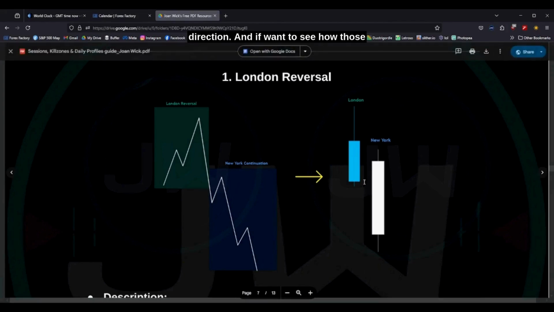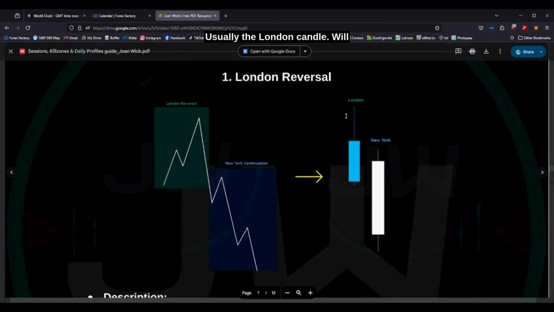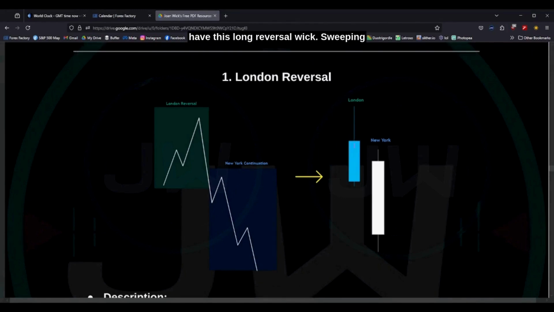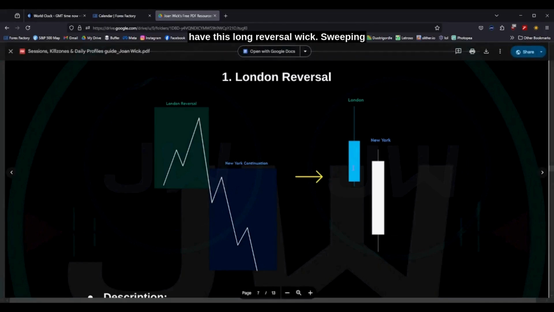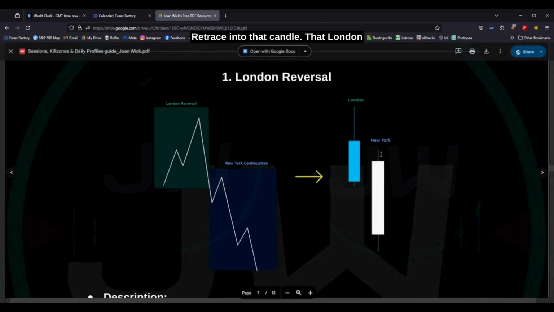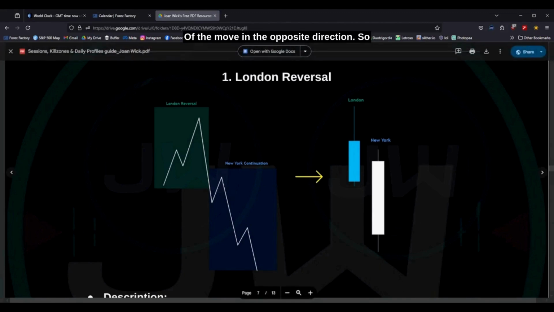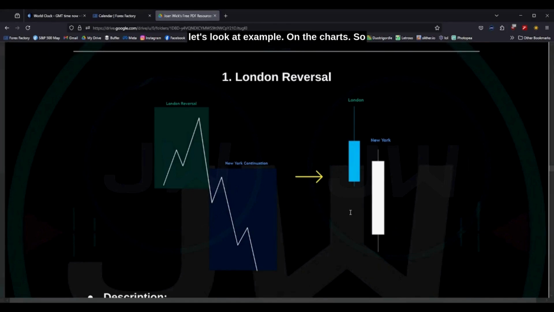And if you want to see how those candles look on the higher time frame, usually the London candle will have this long reversal wick, sweeping liquidity, and then New York session will retrace into that candle that London made and then continue the bulk of the move in the opposite direction. So let's look at an example on the charts.